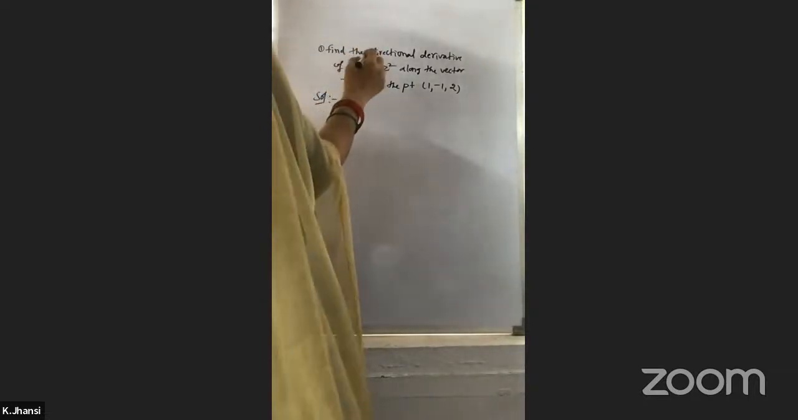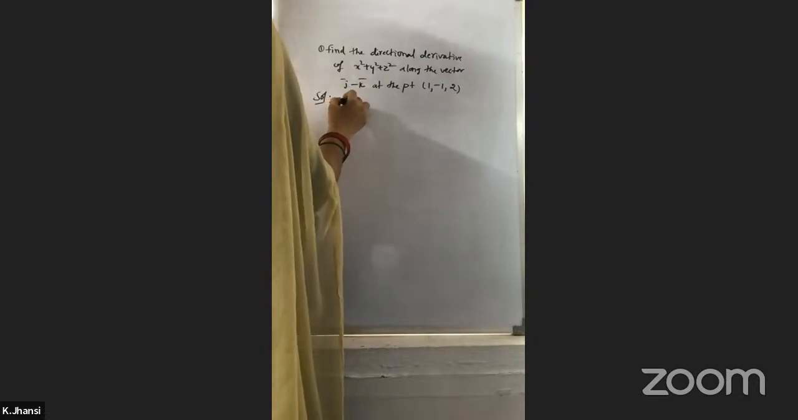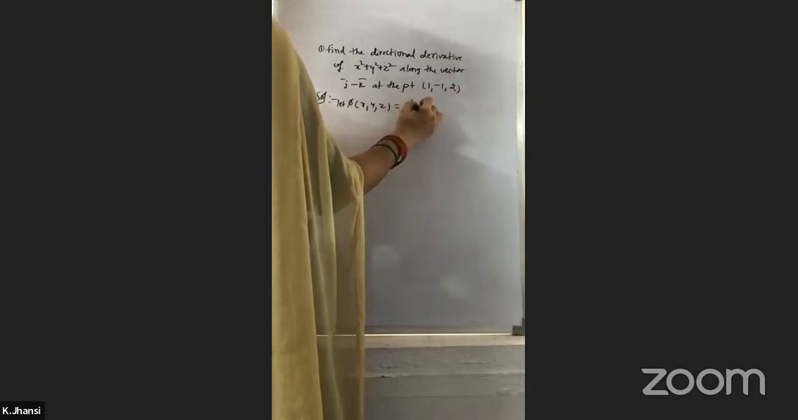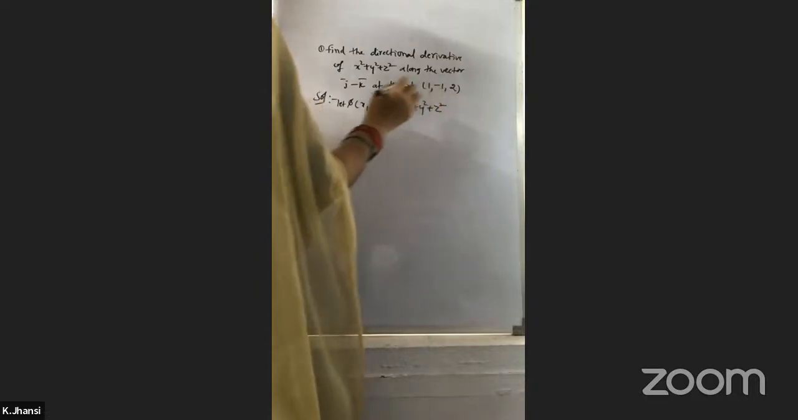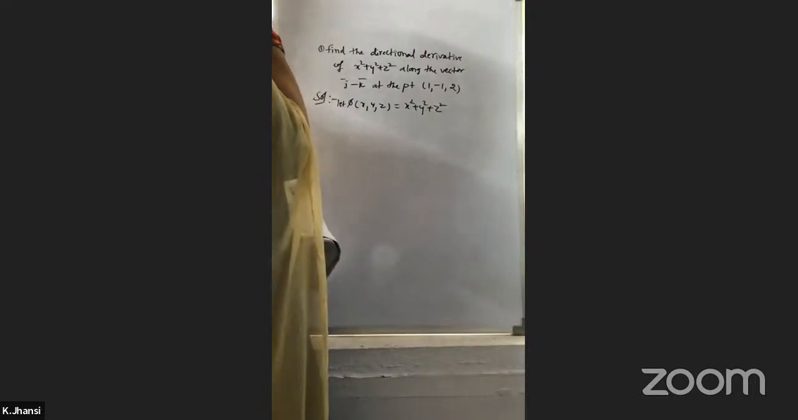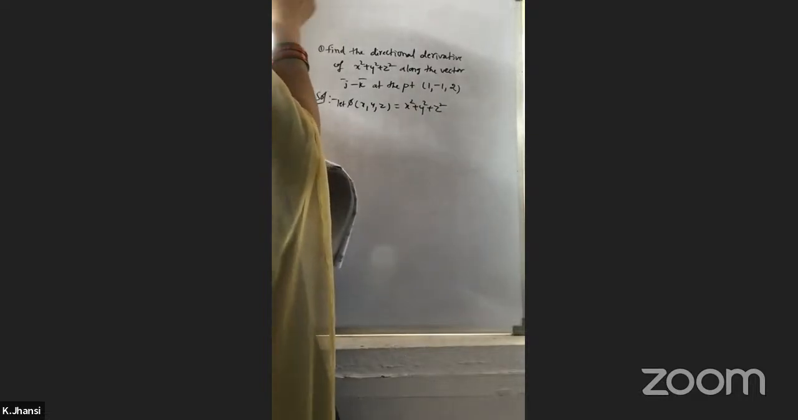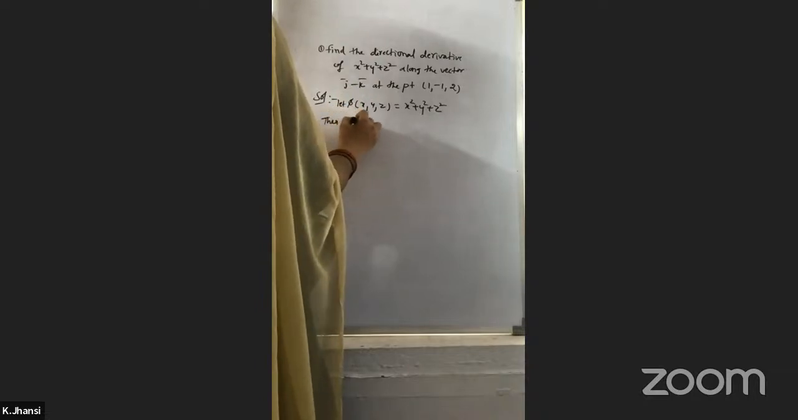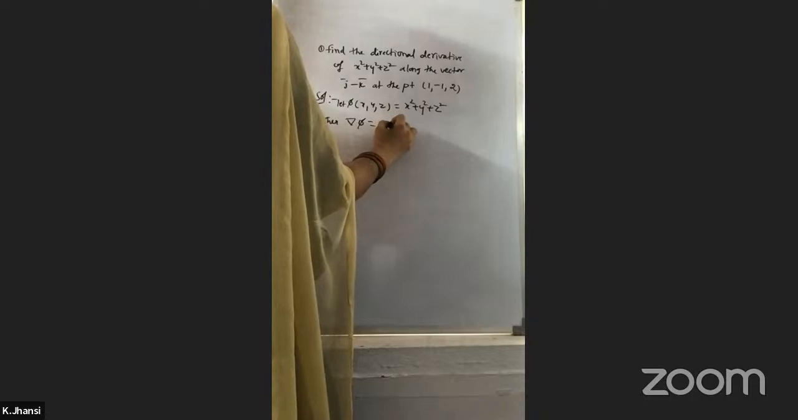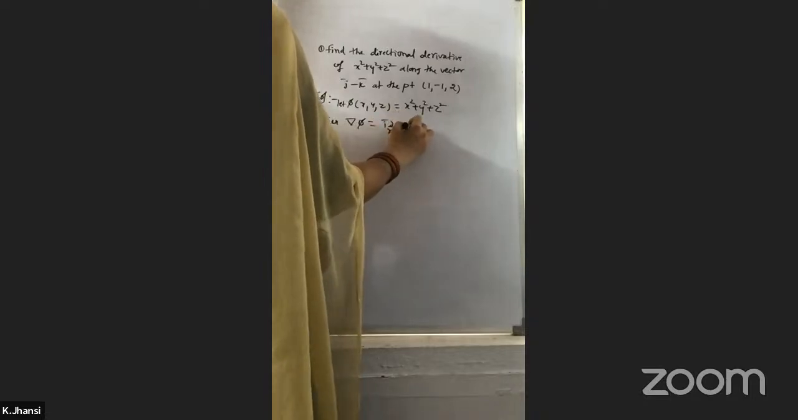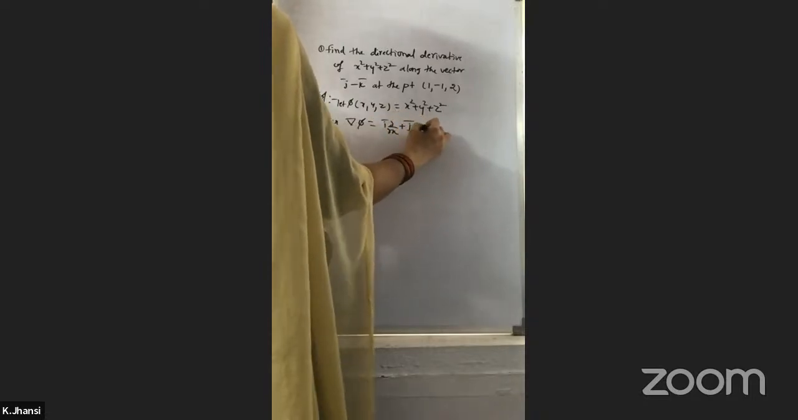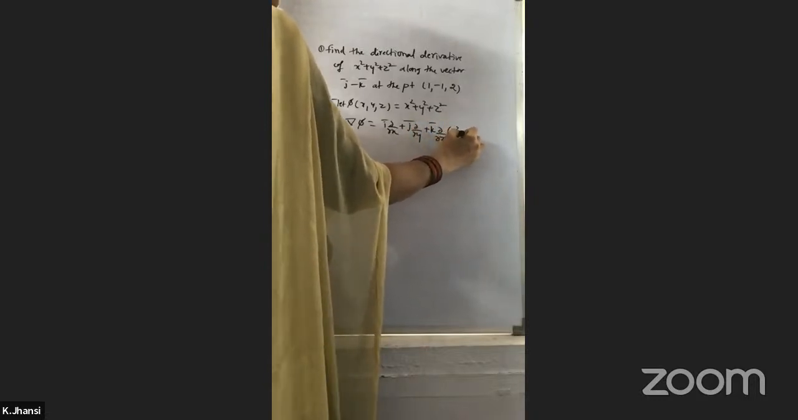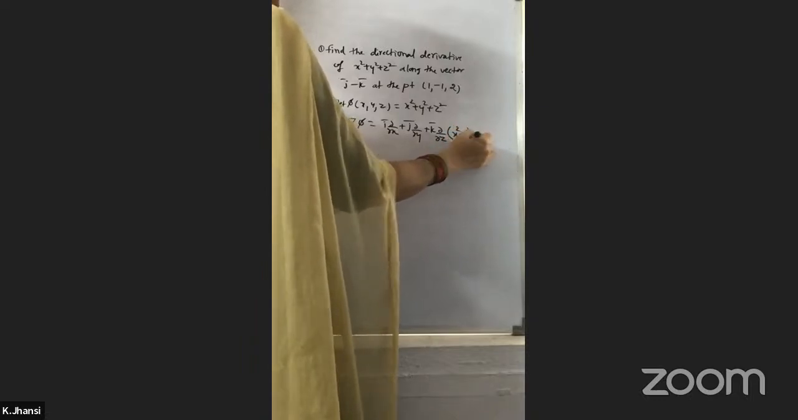Okay. So here the given function is, let phi of x comma y comma z is equal to x square plus y square plus z square. So what does the directional derivative mean? Del phi into vector A. So then del phi is equal to i dou by dou x plus j dou by dou y plus k dou by dou z into x square plus y square plus z square.